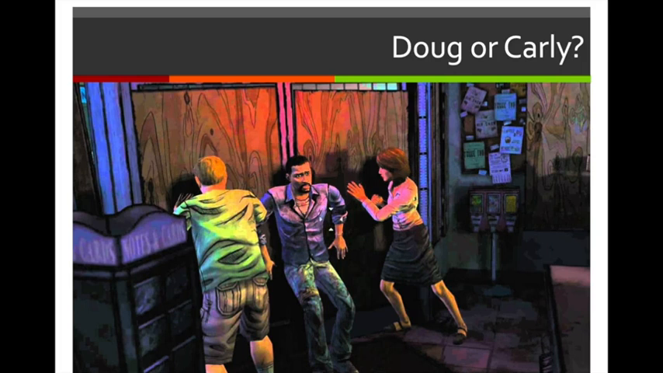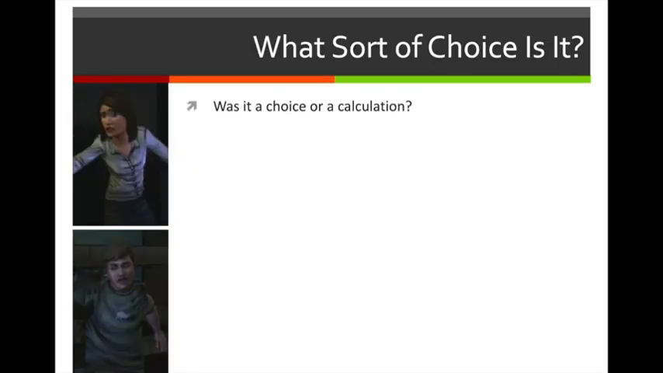So one really interesting example of this would be a choice that happens early in Telltale's game, The Walking Dead. You're trapped in a store with a number of different characters. The zombies are attacking, and the game presents you with a choice about, do you go to help Carly, who is a kind of news reporter who has joined you, or do you go to help Doug, who is a kind of geek who's joined your group, and you would like to save both of them, or you'd like to help both of them, but you can only choose one of them. So which one of them should you save? And depending on your choice, one or other of these two characters will die.